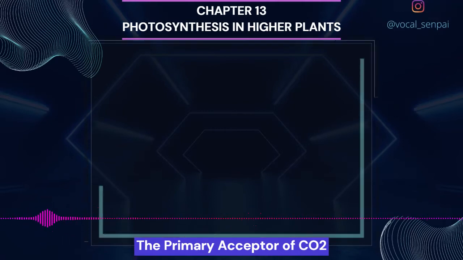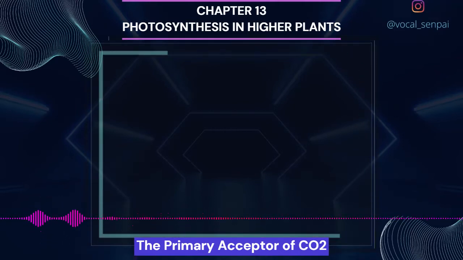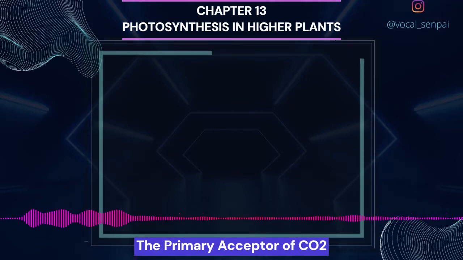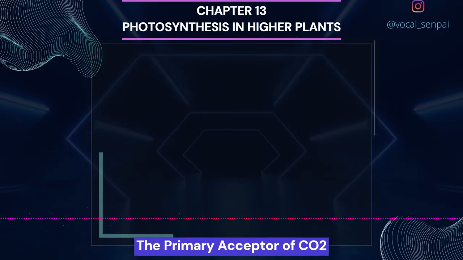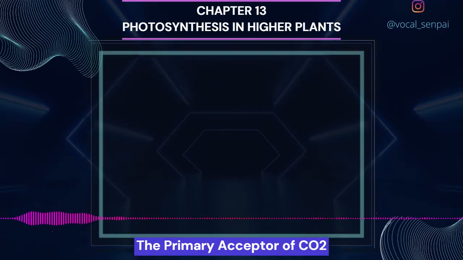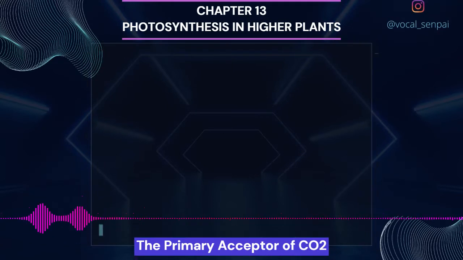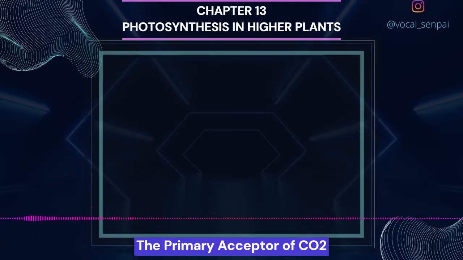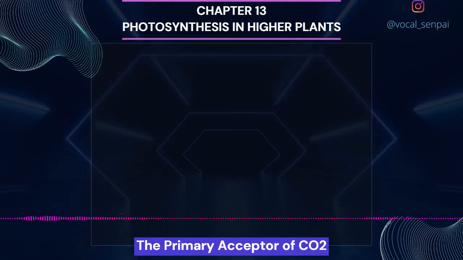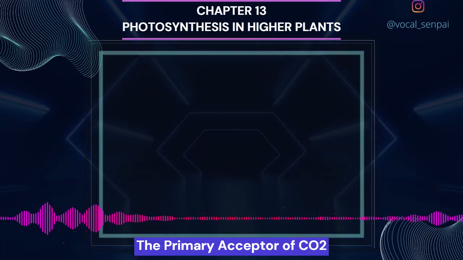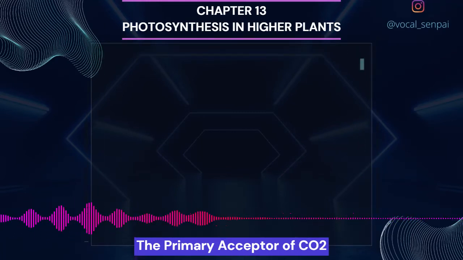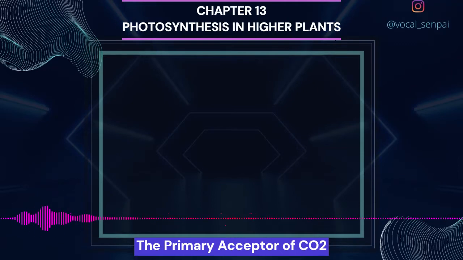Do not worry, the scientists also took a long time and conducted many experiments to reach this conclusion. They also believed that since the first product was a C3 acid, the primary acceptor would be a 2-carbon compound. They spent many years trying to identify a 2-carbon compound before they discovered the 5-carbon RuBP.